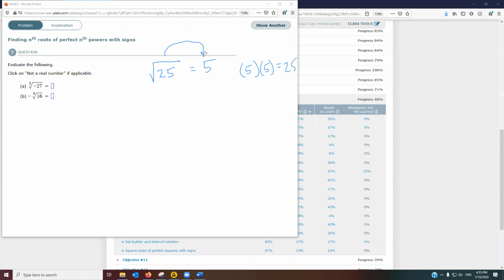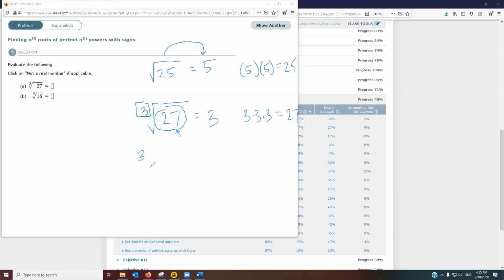is equal to 5. But what if I put a little 3 in front like this? This is called the cube root. You see this 3 in front is the cube root. What that's asking you is what number times itself 3 times equals 27. Well, notice 3 times 3 times 3 is 27. So the cube root of 27 is asking you what number times itself 3 times equals this number underneath. So the answer here is 3.